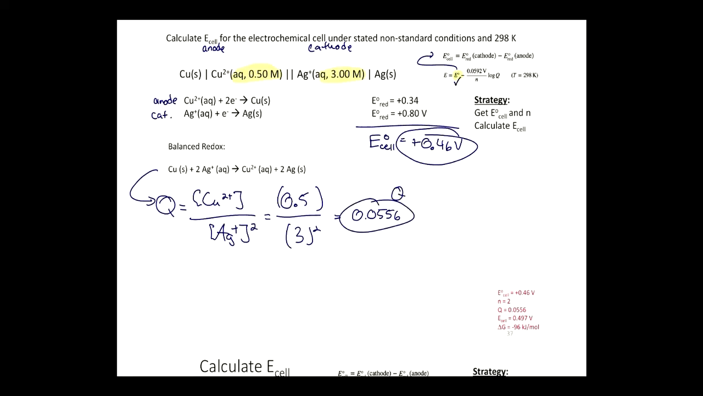So I have E cell at standard conditions. I have Q. I just need N. So let's just take a look at these two redox reactions. How would you add them up? What's the lowest common multiple of those electrons? It's going to be 2. Yes, so if we flip the anode reaction, but then we have to double the cathode reaction to make both of those reactions transfer 2 electrons. So here we see N equals 2 in this case.